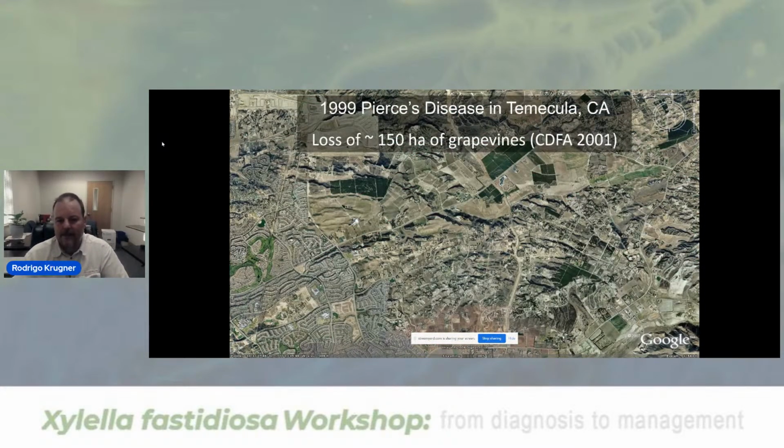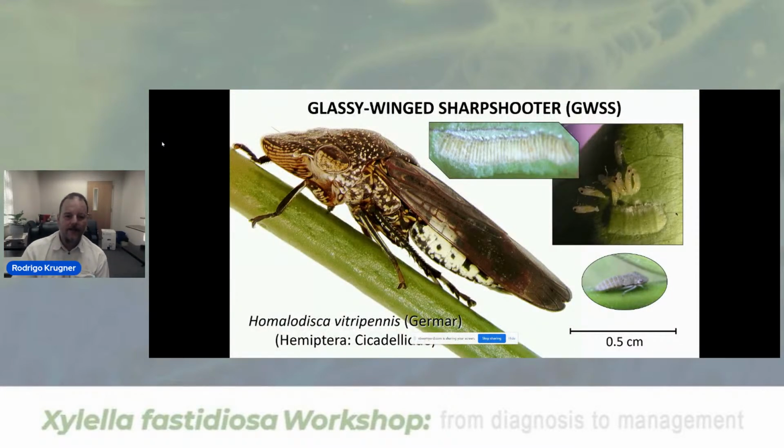With the invasion of glasswing sharpshooter, there was the first epidemic of Pierce disease in Southern California and Temecula caused by glasswing sharpshooter. This is an area, there's a road. I don't know if you can see a road in the center there. There are a number of wineries there. So there's a mix of vineyards, citrus orchards, and a lot of landscape plants, as you can see from the number of houses there. So glasswing sharpshooter is an invasive one.